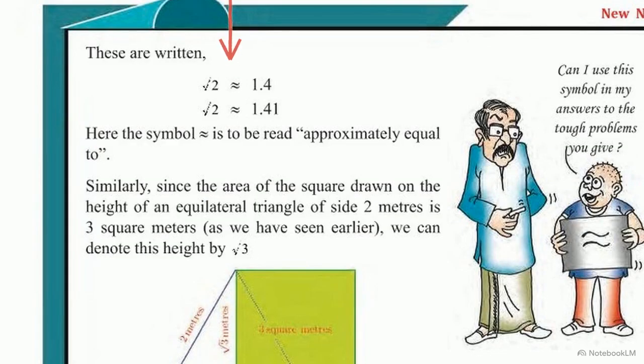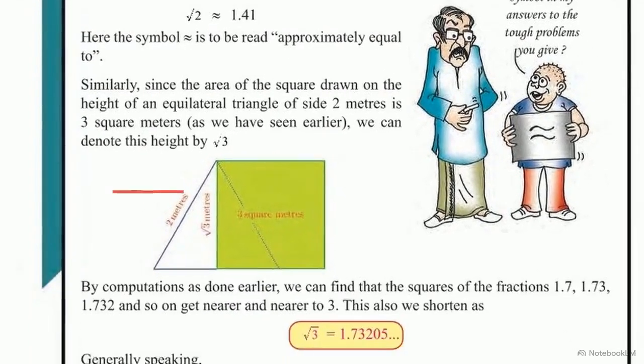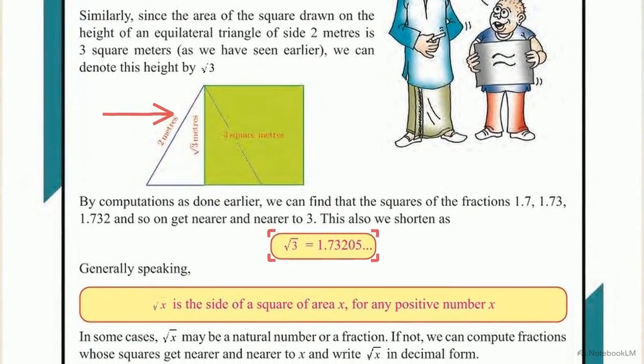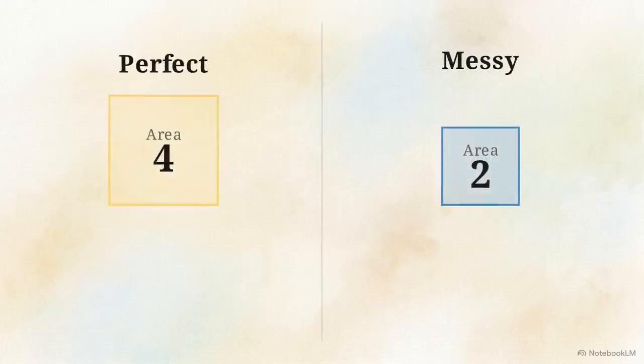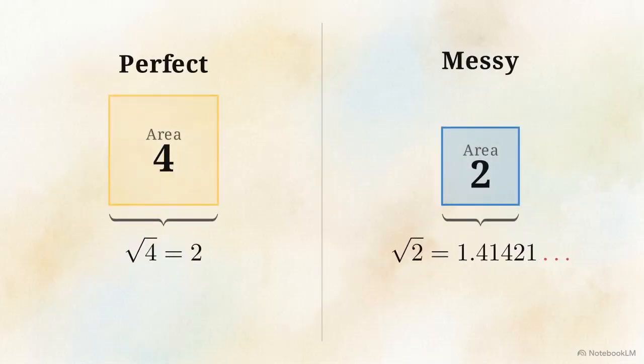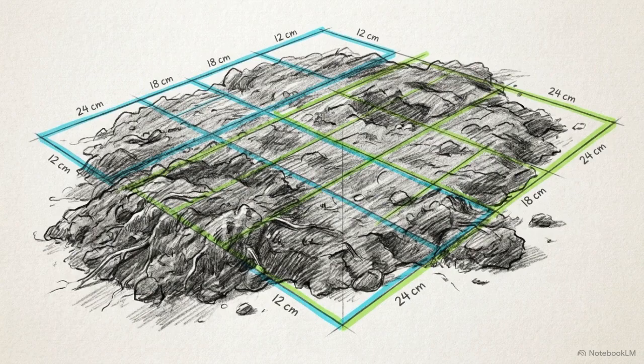This logic extends to other shapes. An equilateral triangle's height is the square root of 3, approximately 1.732. Generally, the square root of x is the side of a square with area x. Whether it's a whole number or a complex decimal, a square root gives us a concrete way to translate an area back into the physical dimensions of the world around us.